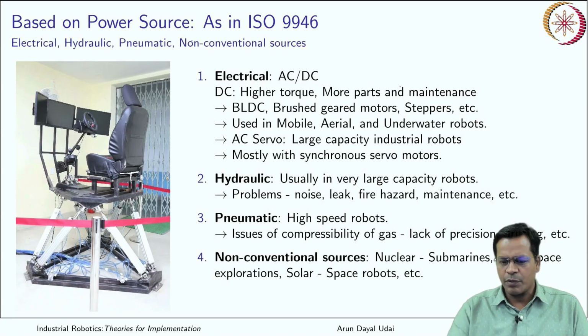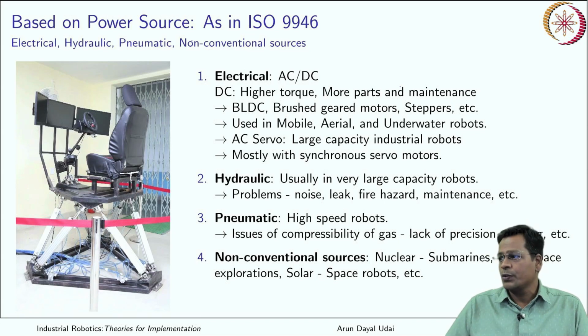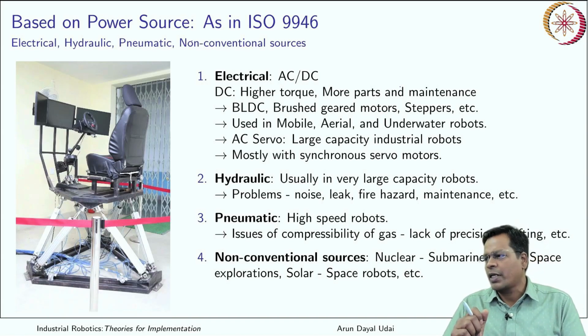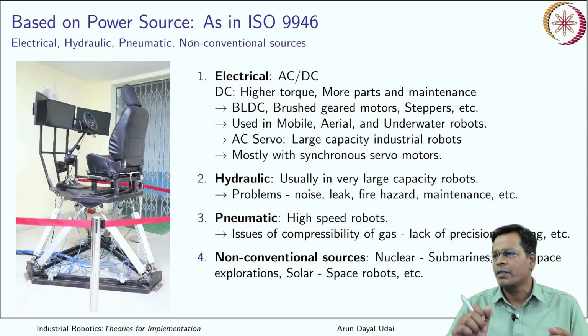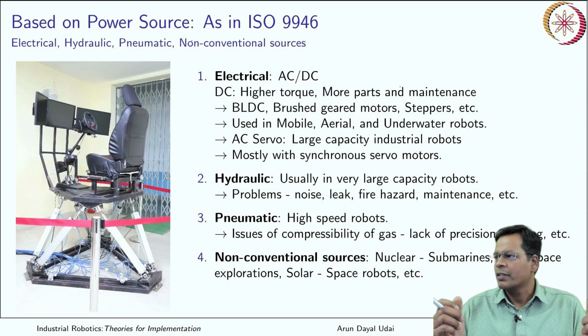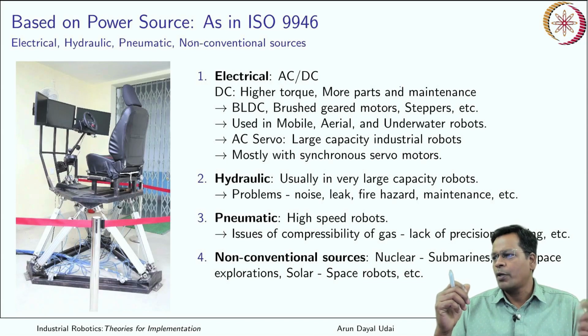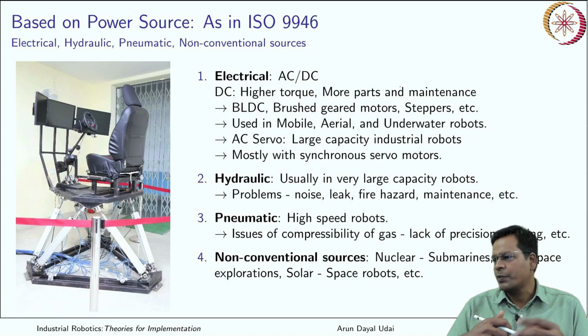Okay, and there are some non-conventional sources also, like nuclear submarines. They sometimes use teleoperated robots to maintain the outer periphery of the hull of your vehicle, right? And sometimes in space exploration you have robots which go out into space and do some maintenance jobs on your vehicle. Solar panels of the space robots are normally run by solar power.